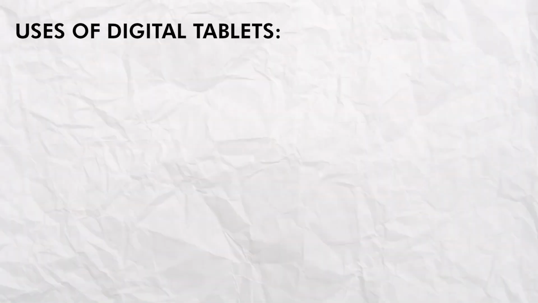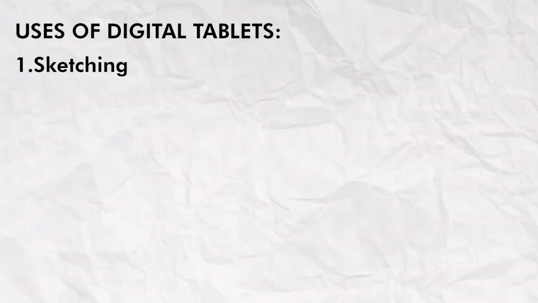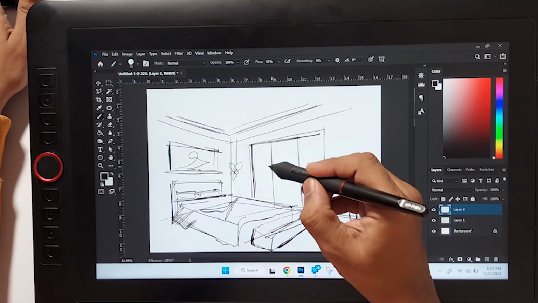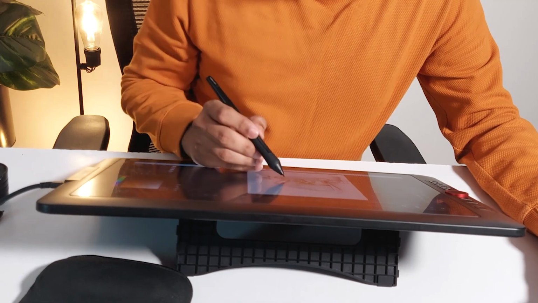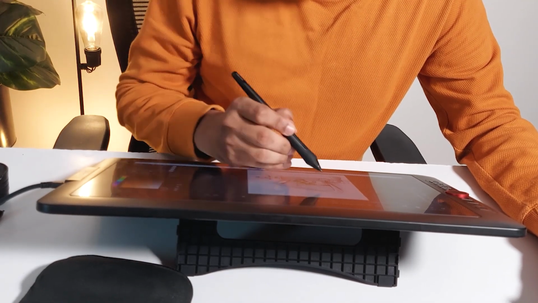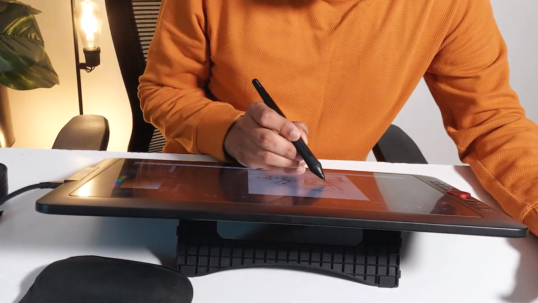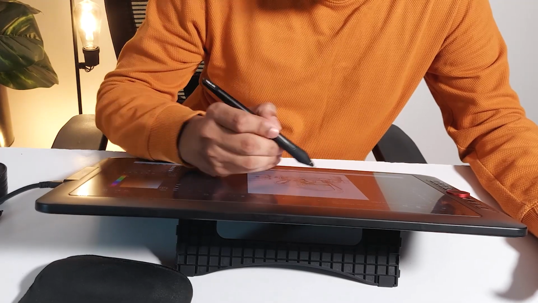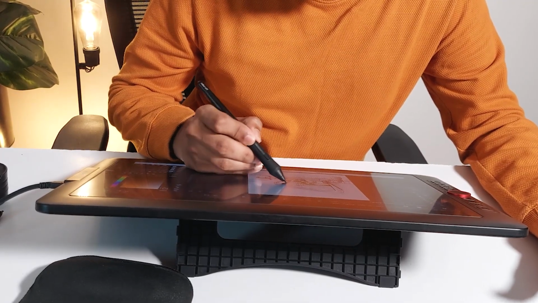So how is a digital tablet useful for architects? Sketching. The obvious reason for which most people buy a digital tablet, and sketching is something that is very closely related to architects. Regardless of whether you're a student or a professional, we all know the importance of sketching in architecture, and this device definitely helps us to do much more efficiently. I use my tablet primarily for sketching on Photoshop, and the process has been smooth for me throughout the years.